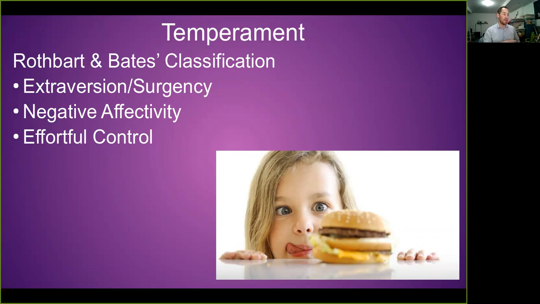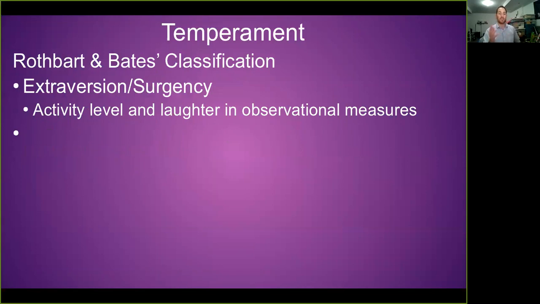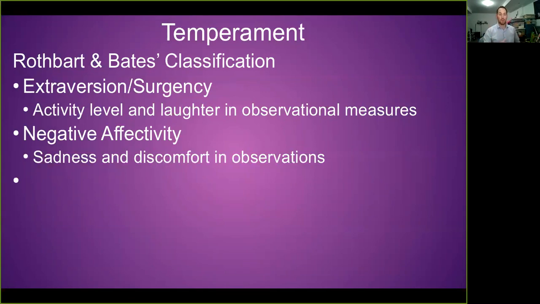So with that, there are other categorizations like the Rothbart and Bates classifications of extroversion/surgency, negative affectivity, and effortful control. What that's talking about is the extroversion and surgency is the activity level and laughter and observational measures. So if you're watching and observing these kids, they'll be more active, they might laugh more, versus someone that you would classify as having negative affectivity would be an infant or a young child that has more sadness or discomfort while you're observing them.